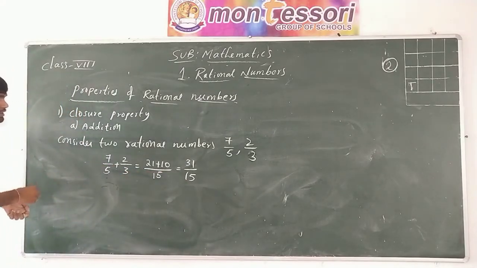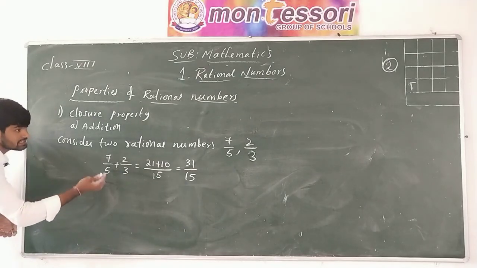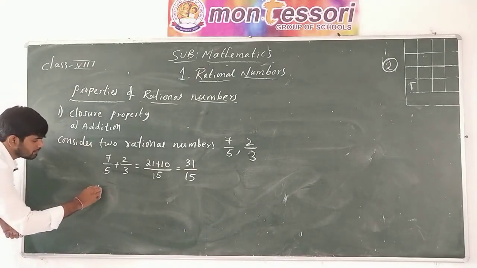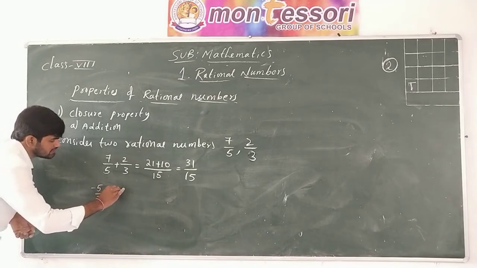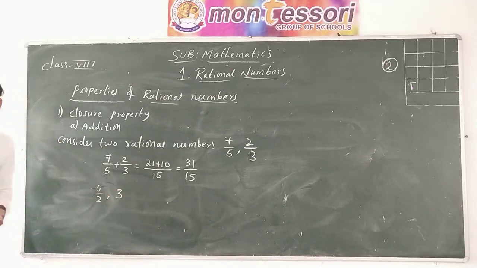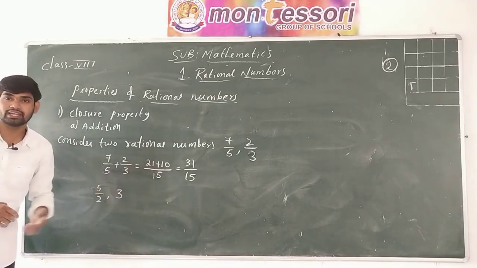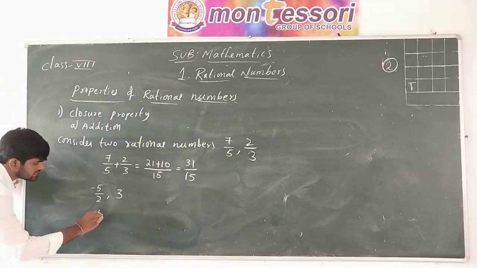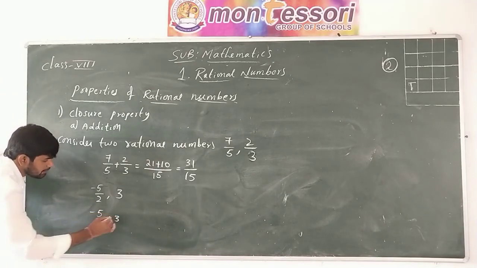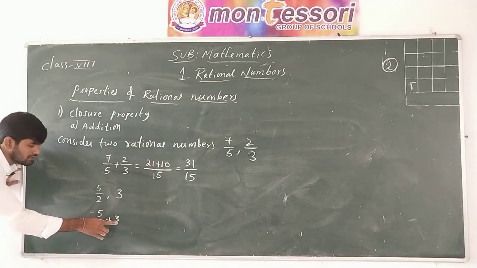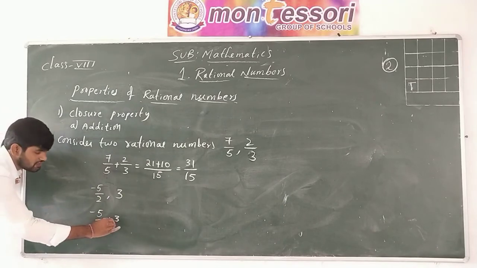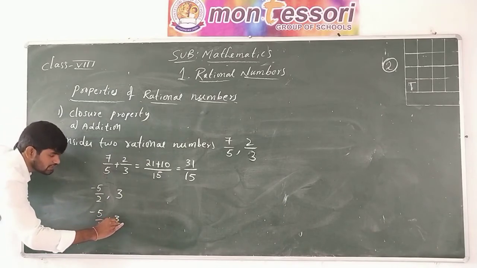And let us take one more example. Let us take again two more rational numbers. Minus 5 by 2, other one is 3. Now let us add both these numbers and we will check whether we are going to get again a rational number or not. Minus 5 by 2 plus 3. But here 3 is also a rational number, we know that, because every integer we can write in the form of p by q by writing the denominator as 1.